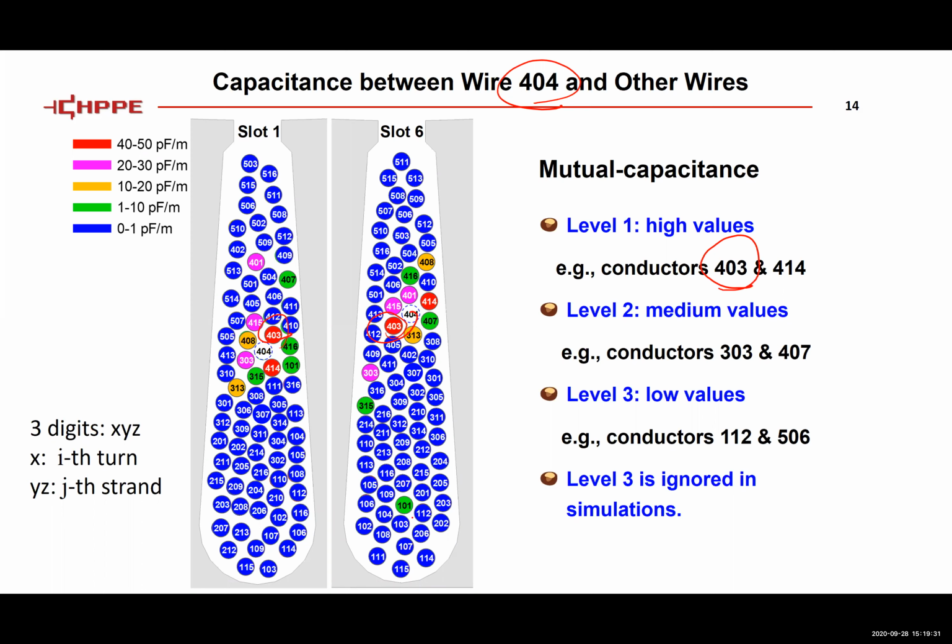And then if you look at 101 and 404, in slot 1, 101 is kind of close to 404, but in slot 6, 101 is far away from 404. So that's why the capacitance between 404 and 101 is kind of low too. And in the simulation, we also ignored all the mutual capacitances that are lower than 1 picofarad per meter.